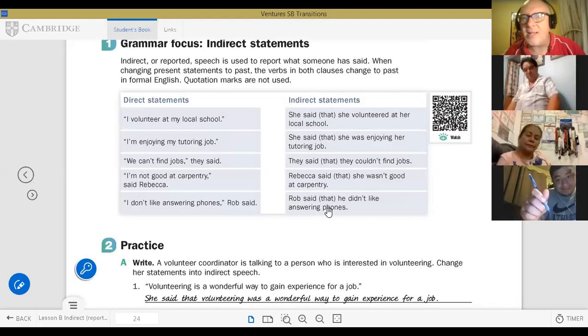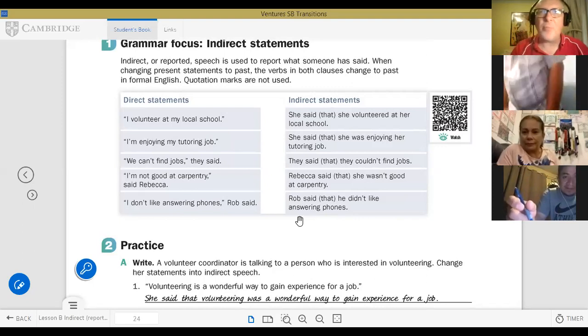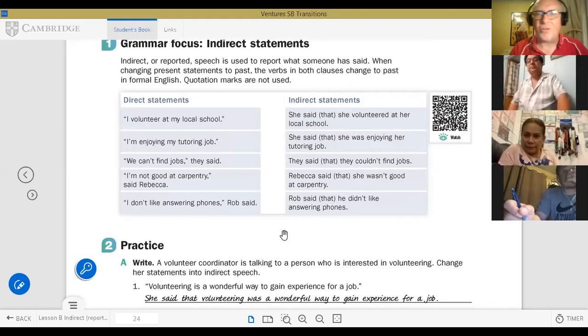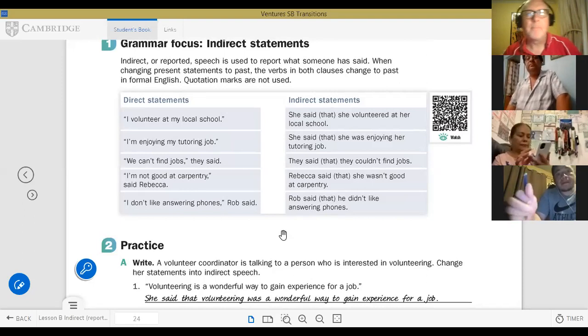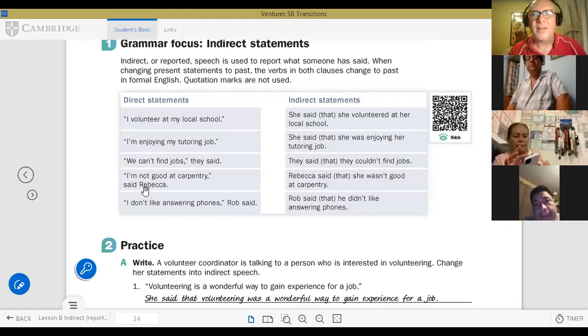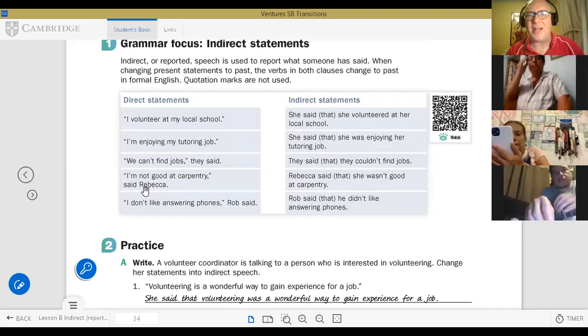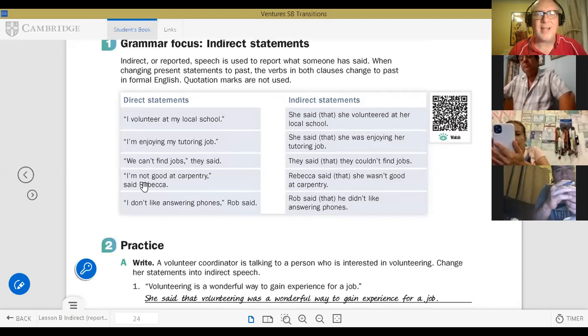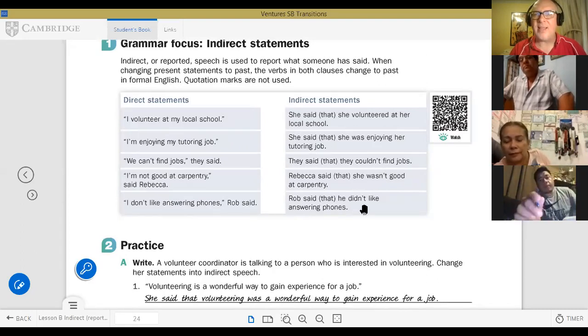Couldn't. It's not in the book. It's a different book, so you can only look at this on the screen. Can you send it? I can try. I'll see what I can do. Let's see. It says, I'm not good with carpentry. I am. What are we going to change it to? Rebecca said she wasn't good at carpentry. And the next one, I don't like answering phones, Rob said. Rob said that he didn't like answering the phones.